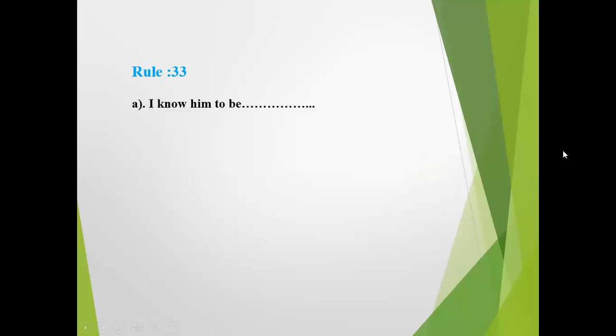Rule 33. If there are feel, surprise, imagine, repeat, discover, know, judge, assume, etc. in an incomplete sentence, to be is used to complete it. So the answer will be: I know him to be honest.